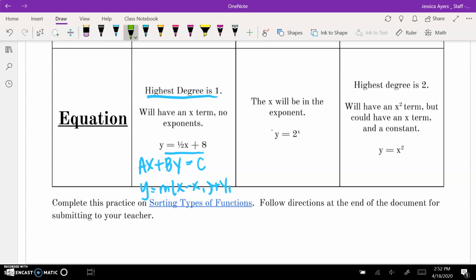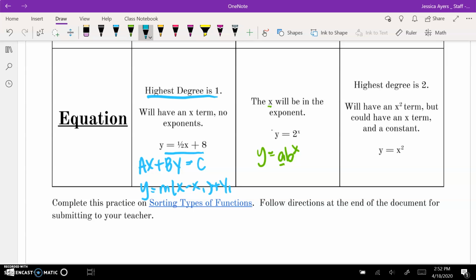If we're in an exponential function, then our x is in the exponent. Exponential, exponent, x in the exponent, that all goes together. It's a lot of x's. So y equals 2 to the x is that general form. We also looked at it as a times b to the x as well, so that the y-intercept isn't 1. In a quadratic function, the highest degree will be 2.